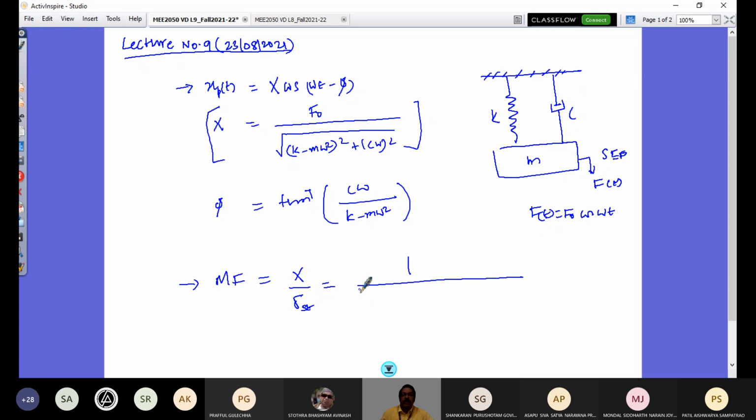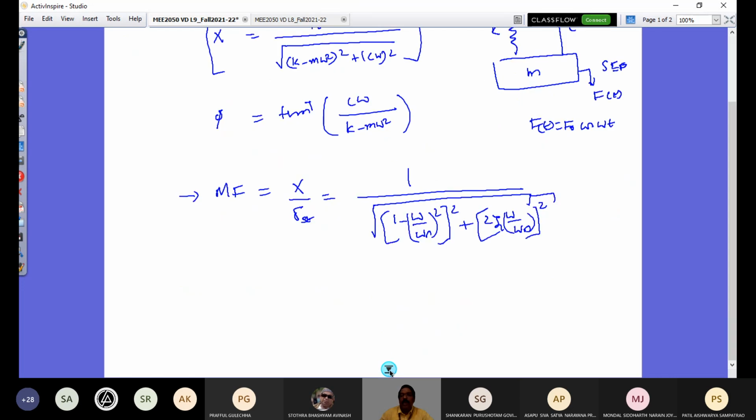So I'm going to write the end formula instead of writing in terms of explicit appearance of k, c, and mass. I'm going to write it in this form, which we have seen in the last class. That was 1 minus omega by omega n whole square, plus 2 zeta omega by omega n whole square, with this radical going over this. So this was our magnification factor, where we defined omega by omega n as the frequency ratio, the ratio of excitation frequency to the natural frequency of the system.